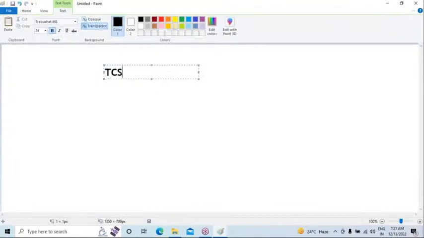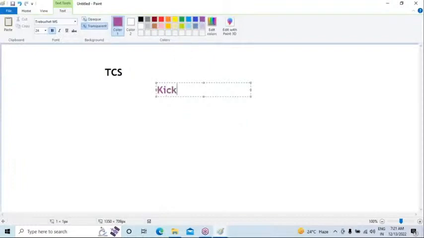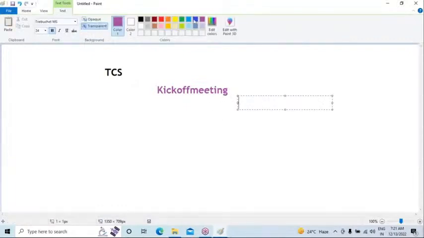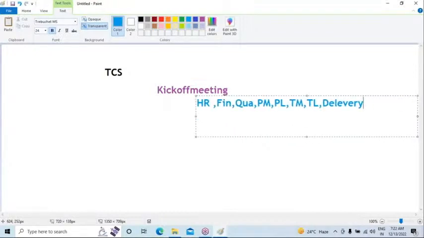After getting the project, what will the TCS people perform? They conduct one meeting that is called the initial meeting, the startup meeting, or the kickoff meeting. These are the names used in the companies. Why are they conducting the meeting? Who are the people involved? All the high level people are involved: the HR managers, the finance team, the quality team, the project managers, the project leads, the team managers, the team leads, the delivery heads. Every person will be involved here, not testers like that.